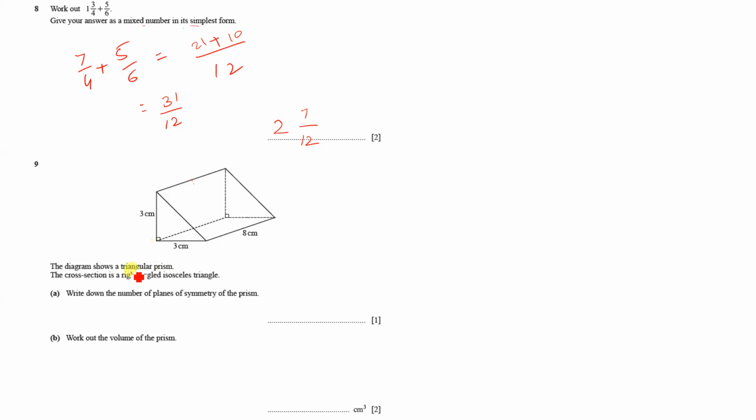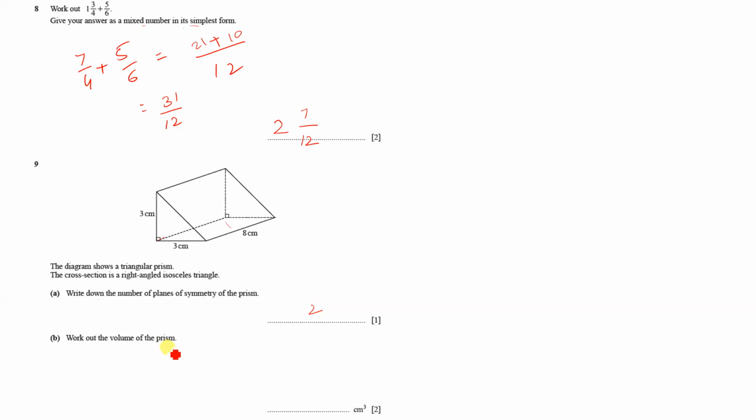Question number 9. The diagram shows a triangular prism. The cross section is a right angled isosceles triangle, that is with 2 equal sides. Write down the number of planes of symmetry of the prism. So the planes are one cross section in the middle and a plane which passes through this line, I mean. So this is also a plane of symmetry. So it has 2 planes of symmetry.